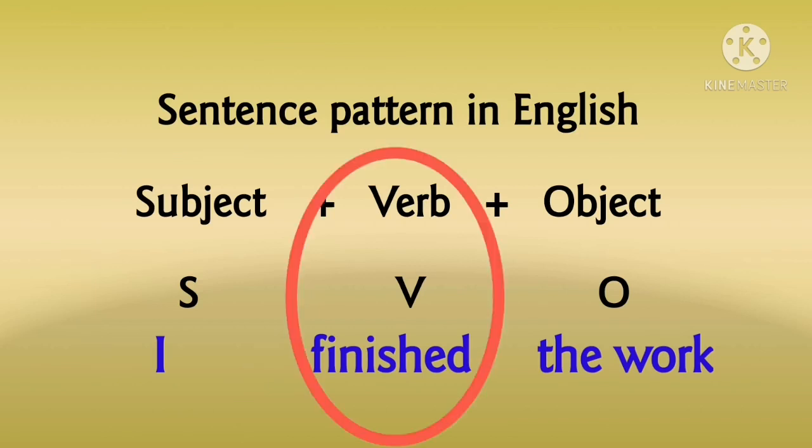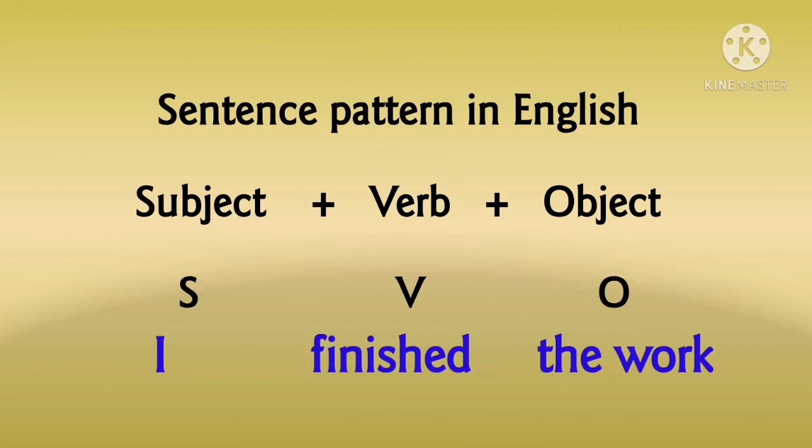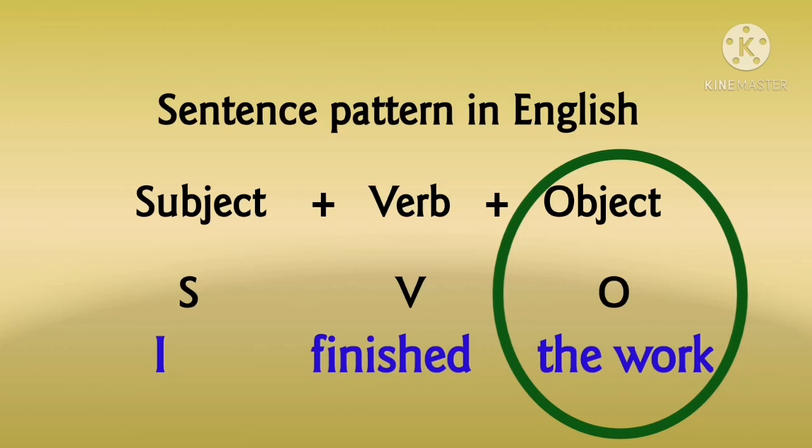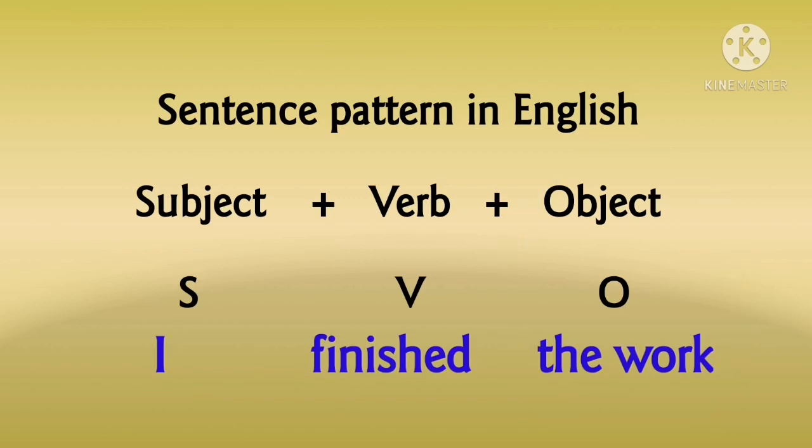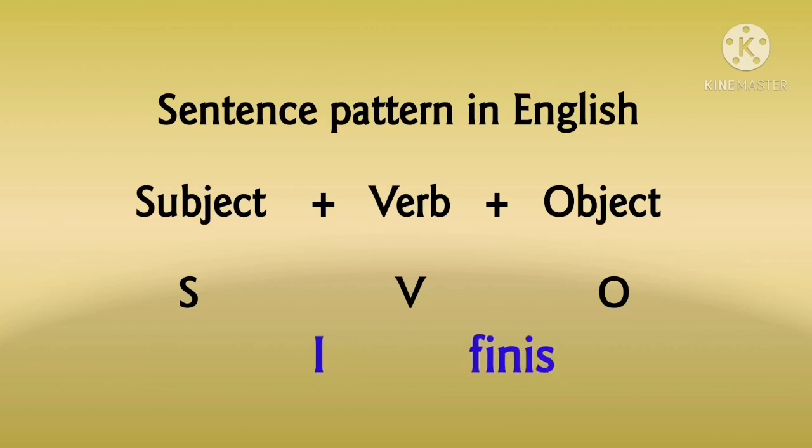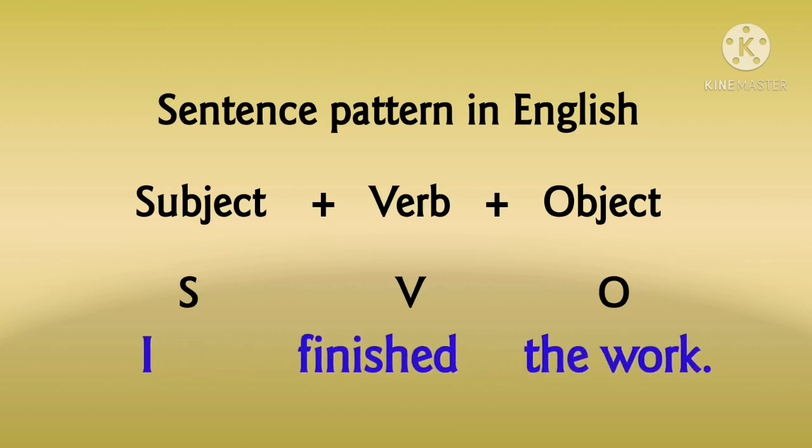Next one is the verb. Here the verb is finished. Next comes the object. Object is the thing or person who receives the action. Okay. Here the object is the work. I finished the work. I is the subject, finished is the verb, and the work is the object. So this is the common sentence pattern in English.